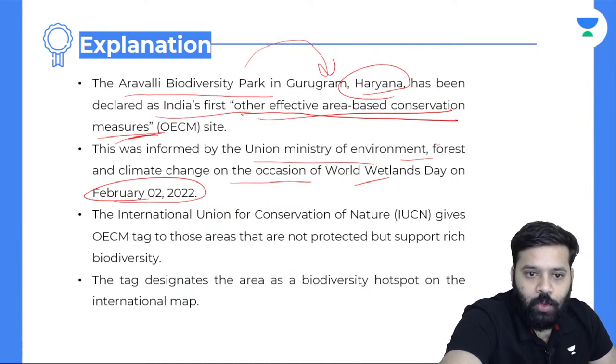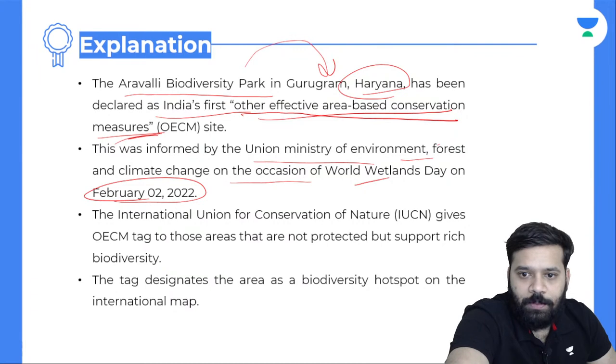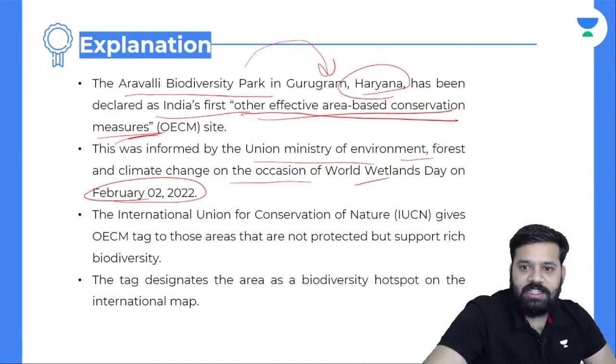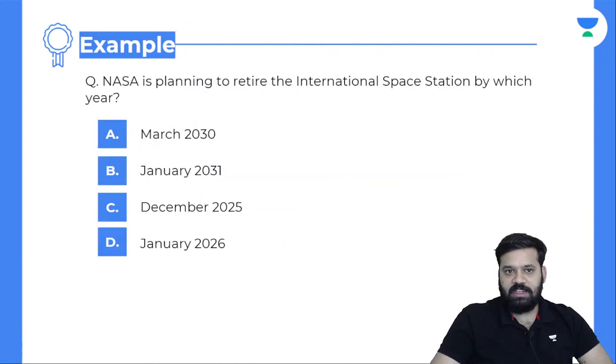gives the OECM tag to those areas that are not protected but support rich biodiversity. The tag designates the area as a biodiversity hotspot on the international map. Yes, Ashif, it is not Gujarat, it is Haryana. Well done, Shiva. Haryana is the right answer.